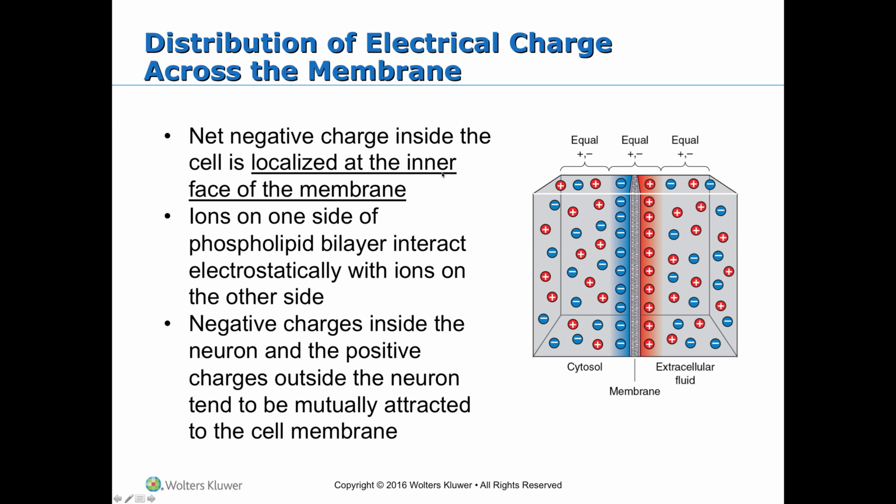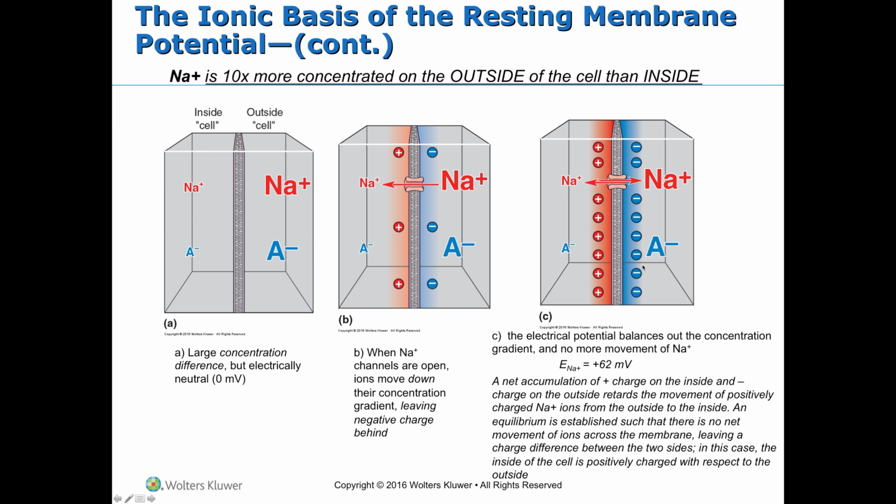So across the membrane, net negative charges inside the cell are localized at the inner face of the membrane. Ions on one side of the phospholipid bilayer will interact electrostatically with ions on the other side. And negative charges inside the neuron and positive charges outside the neuron will tend to be mutually attracted to the cell membrane.